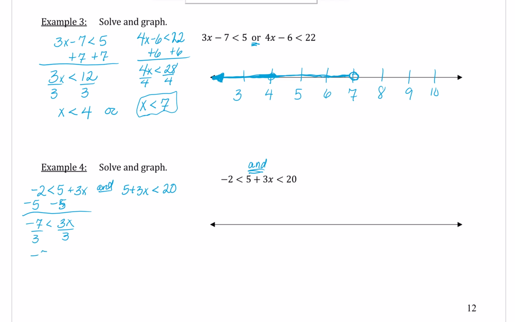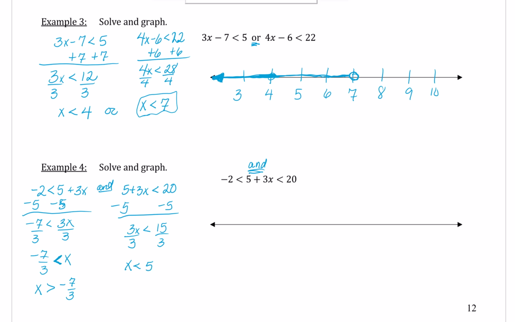So notice I said at the beginning, when I'm graphing these, I want the variable first. So I'm going to go ahead and write the x first. Still going to have the inequality facing the same way, in that the open part is facing the x, but I'm just going to write it that way so it's easier to graph. And then subtract 5. 3x is less than 15, and then divide by 3. X is less than 5.